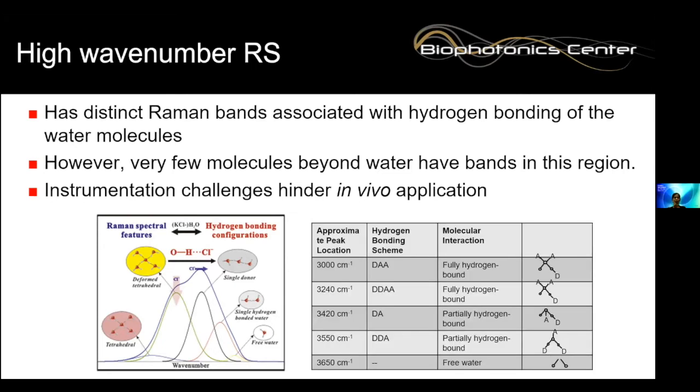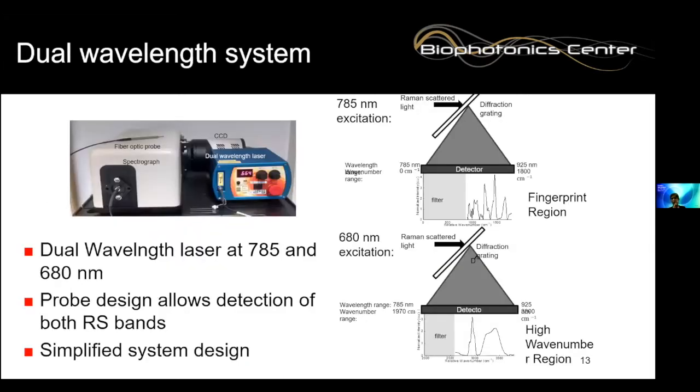So with that in mind, and this is just showing you all the different peaks, we decided to pursue that. And we built a system that is essentially a dual wavelength system. This is a benchtop system or a cart system, if you will, right now. And our goal is to build a wearable around it in the next couple of years. But for right now, we're doing dual wavelength, as in we're doing both fingerprint Raman as well as high wavenumber Raman using the same system, just by changing the excitation wavelength.